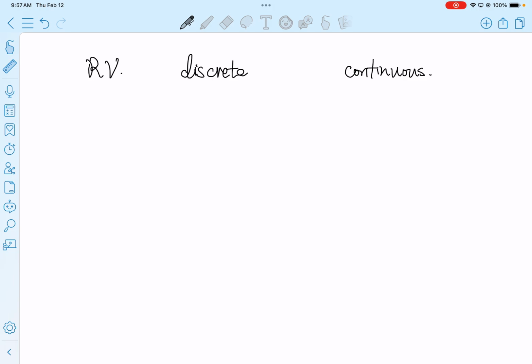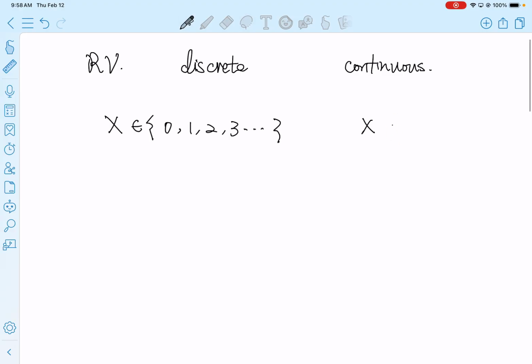And then for the discrete random variables, we are referring to the random variable that can take any integer values like 0, 1, 2, 3, like that. And then for the continuous case, we are working with random variables or numeric values that are real values. Okay.